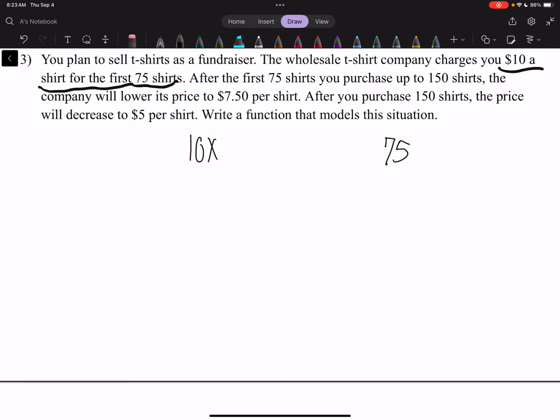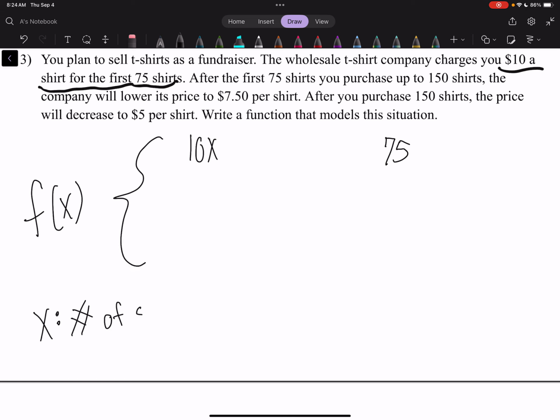per shirt. So I want you to notice my x values in the function I'm about to write, f of x, is the number of shirts. If x is the number of shirts, the y is going to be the cost. All right, now, if up to 75, that means I can include 75 in that initial domain. So x is less than or equal to 75.